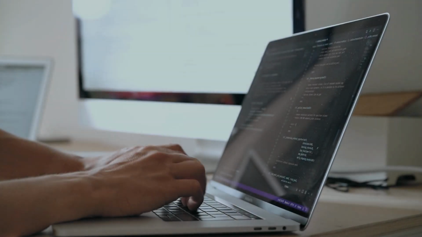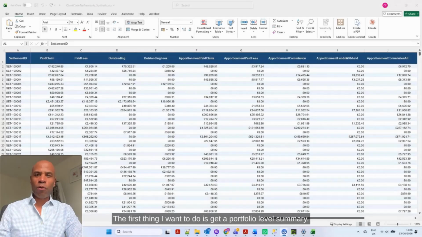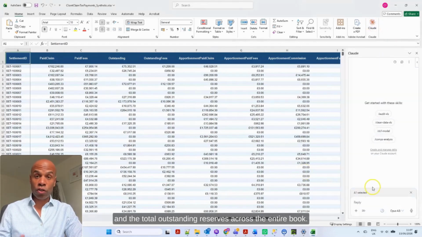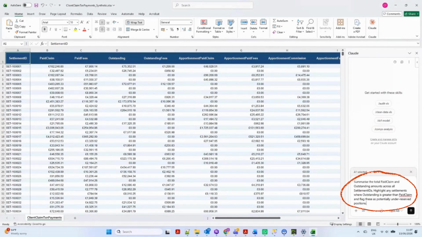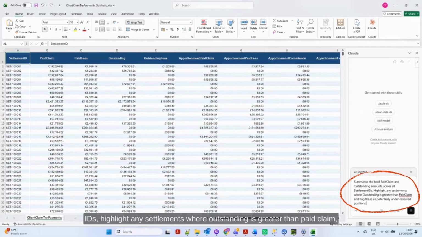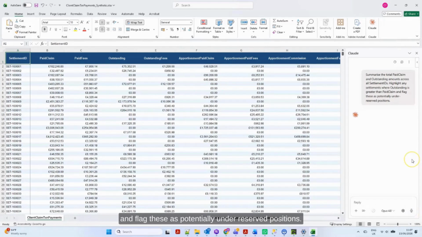Let's go. The first thing I want to do is get a portfolio-level summary. I want to understand the total paid claims position and the total outstanding reserves across the entire book. So let me type in the first prompt now. Summarize the total paid claim and outstanding amounts across all settlement IDs. Highlight any settlements where outstanding is greater than paid claim and flag these as potentially under-reserved positions.